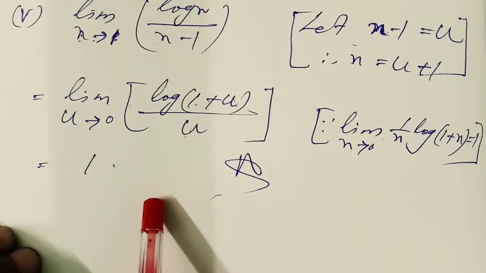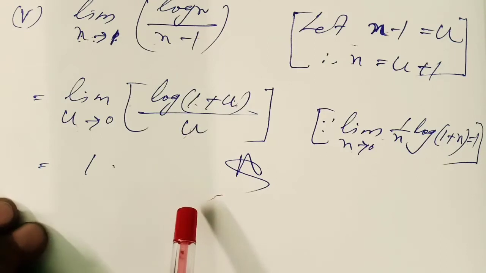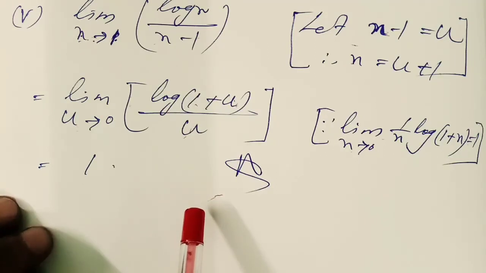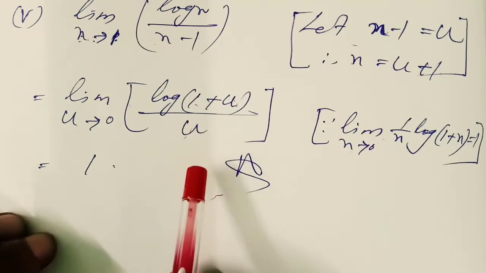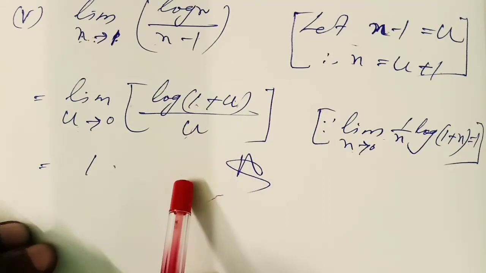I hope you are able to understand. In total, I have completed 15 sums: number 4, 5 sums, and number 3, 10 sums. Total 15 sums completed.